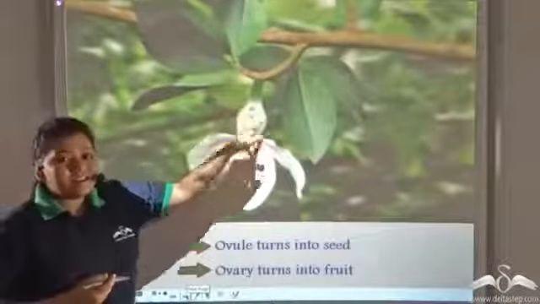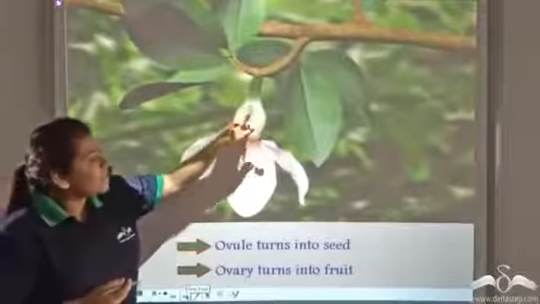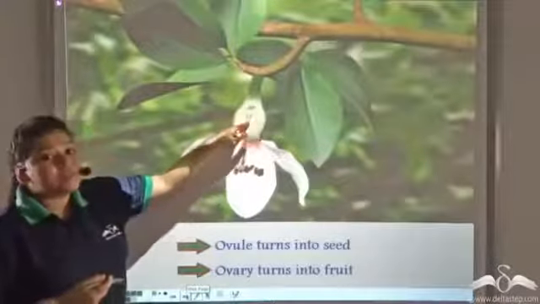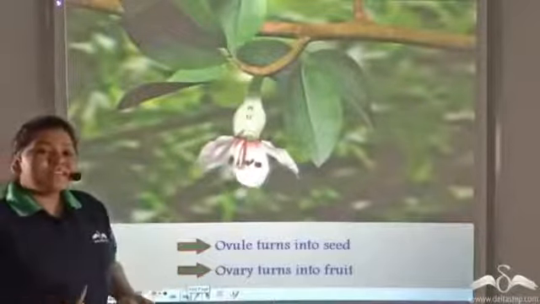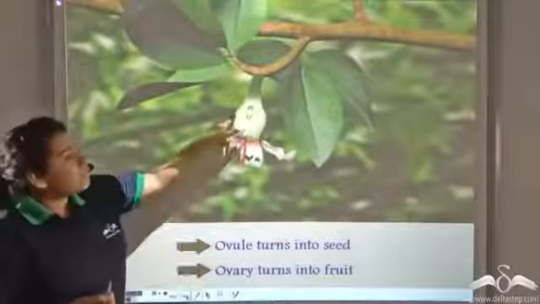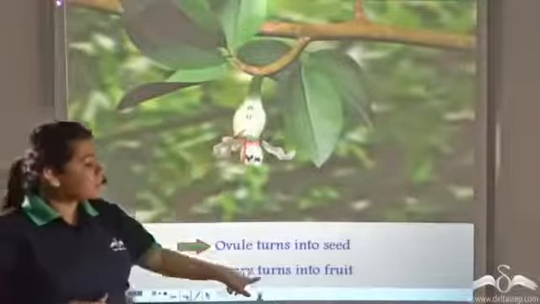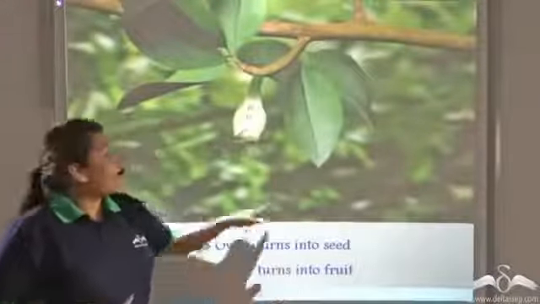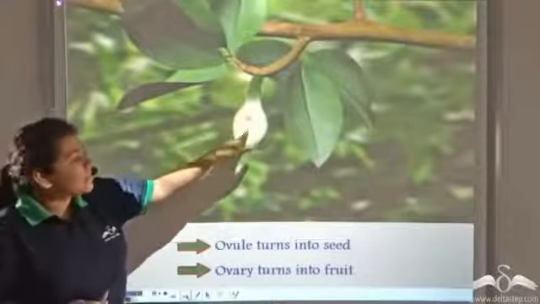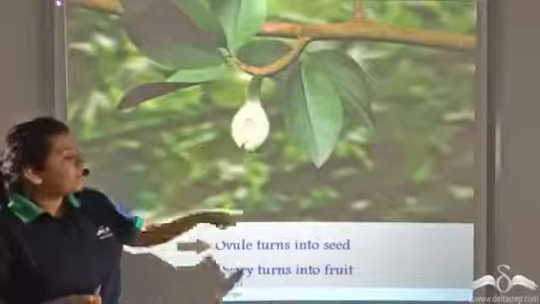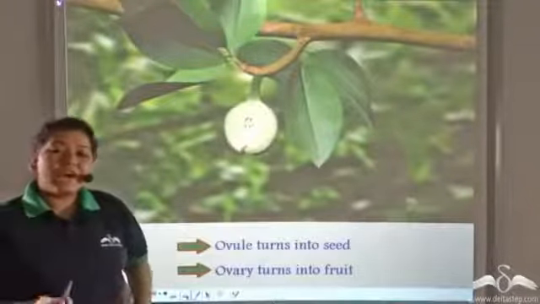This is a flower and this is the ovary which contains the ovule. Now after fertilization, this ovary converts into the fruit and the ovule inside the ovary turns into the seed of a fruit.